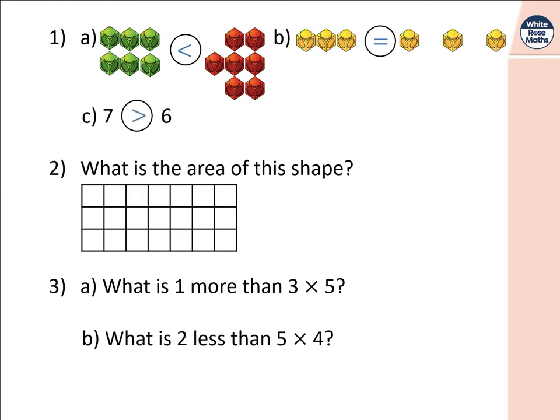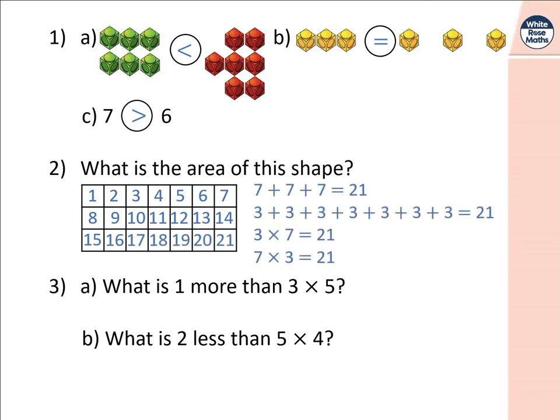Well done. What's the area of this shape? The area is 21. How did you work this out? Did you count the rows, count the columns, or look at the multiplication? For 3a, what is 1 more than 3 times 5? 3 times 5 is 15, so 1 more is 16.